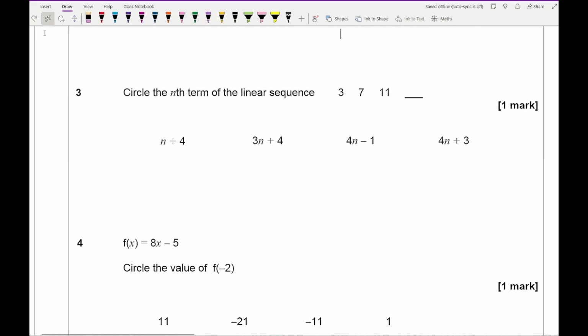Moving on to question 3, it says circle the nth term of the linear sequence. So to find the nth term, what I need to do is find the difference, which here is plus 4. And so I'm going to end up with 4n. And then what do I need to do to get from 4 to the first term? I need to take away 1. So the nth term is going to be 4n minus 1.